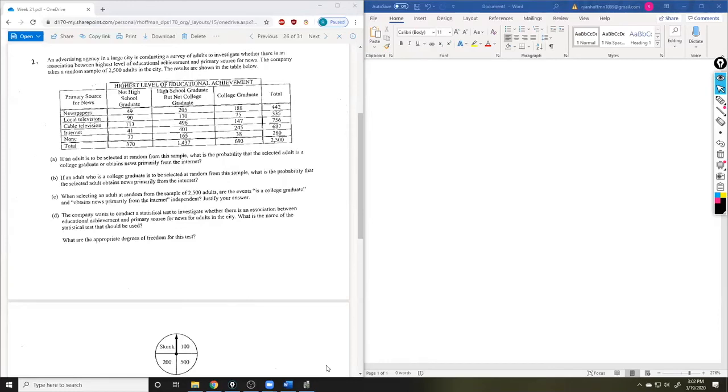So like, I don't know. But a coin flip is independent because getting heads on one flip doesn't affect the result of the other, but this is not independent because if you are a college graduate, that changes the probability that you use the internet. And if you choose the internet, that changes the probability that you're a college graduate, right? Can you show that through numbers?